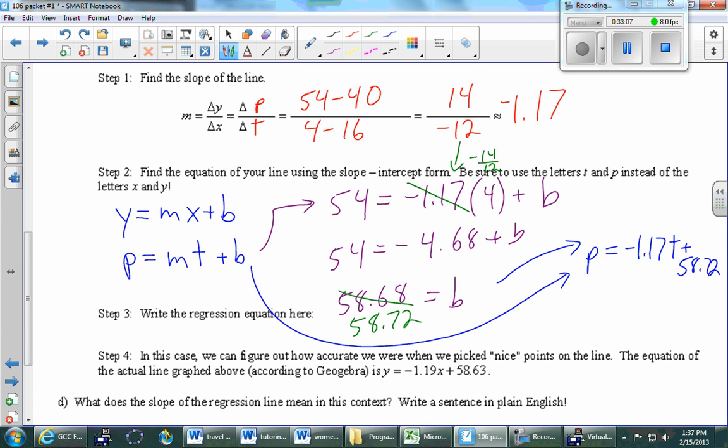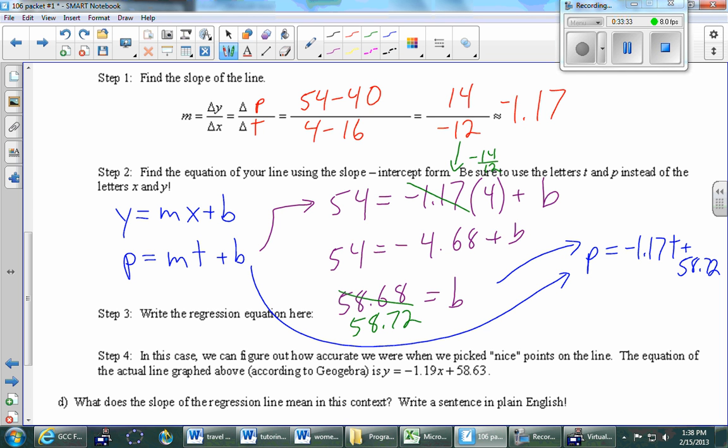Any questions on getting the equation? Lynn, is that all right? Okay. Yeah, there's a video. Okay, let's take a look at step 4. We're around to Ben now.